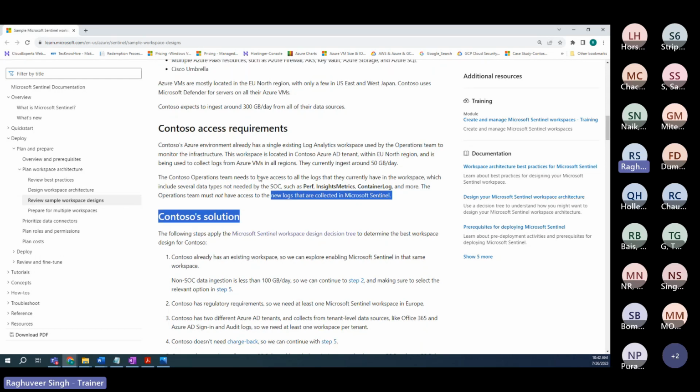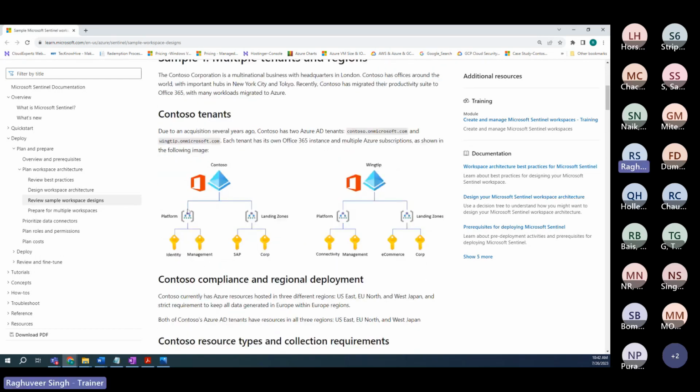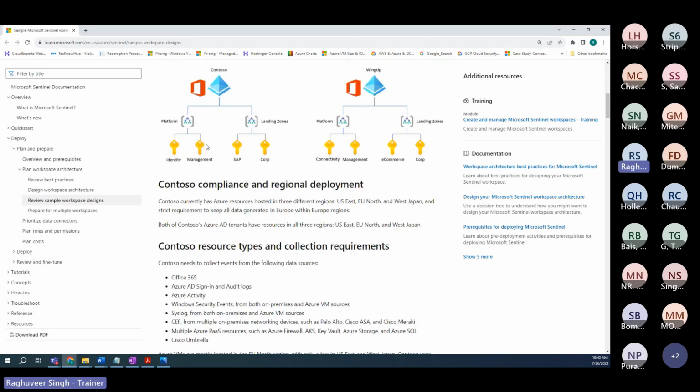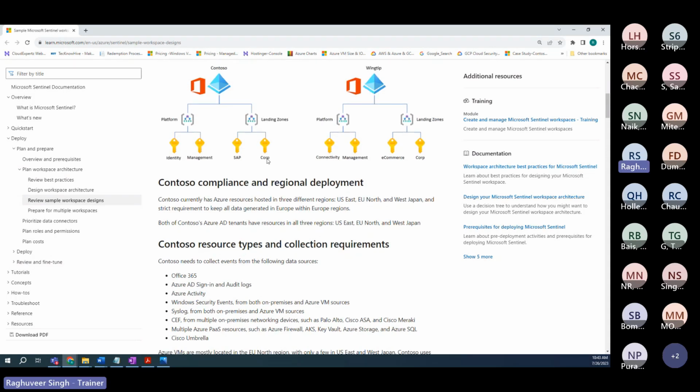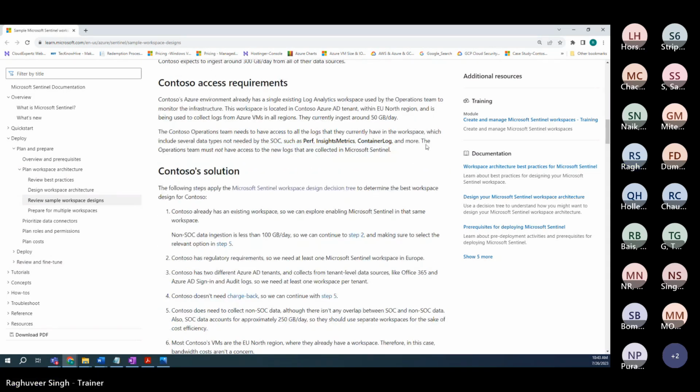So the other requirement is, since they already are using a Log Analytics workspace here for infrastructure monitoring, they have an operations team, and that operations team already has access to data, but they don't need any SOC data because they are not doing security monitoring. And also, when you enable Sentinel here, you need to ensure that your operations team, the infrastructure monitoring team, should not have access to the Sentinel data. That's the requirement, that the operations team must not have access.